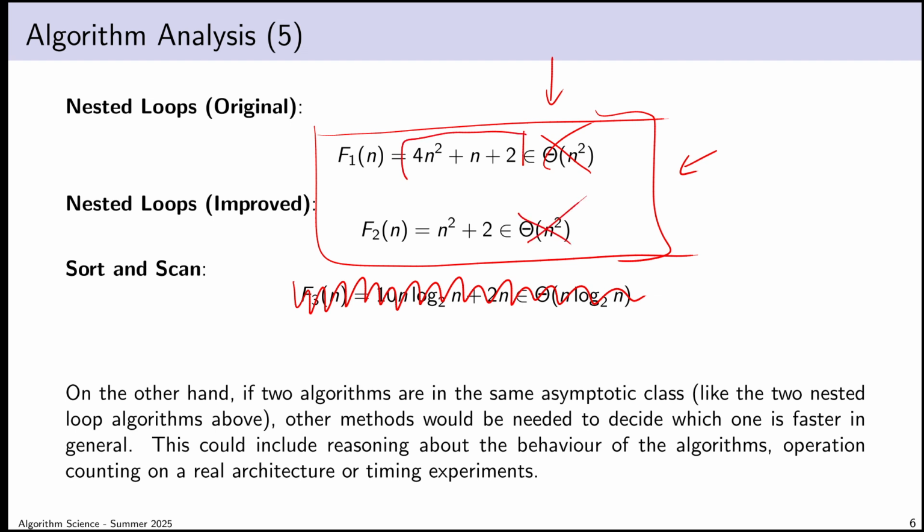Well, we could compare these functions directly, but we run the risk of accidentally reading into some assumptions we made about our fictitious architecture. So how do we know that this is really going to be just n squared plus 2 on a real processor? And how do we know this is going to be 4n squared plus something on a real processor? We have to be a little bit more careful there.